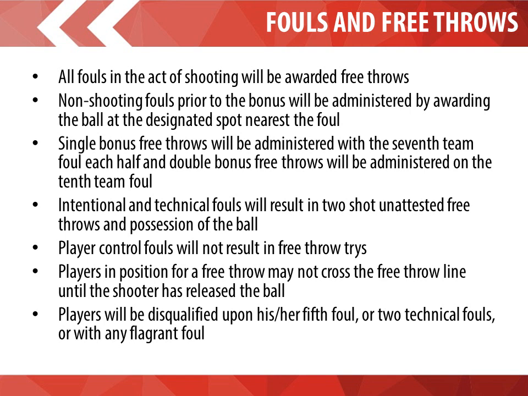This is a new rule for high school and will also be a new rule for intramurals. Players in position for a free throw may not cross the free throw line until the shooter has released the ball. Previously, it had been when it touched the rim or the backboard. Now, players that are occupying marked lane spaces can go on the release. Everyone else outside the three-point line and the free throw shooter must wait until the ball contacts something. Players will be disqualified upon his or her 5th foul or 2 technical fouls or with any flagrant foul or a combination of the 3.